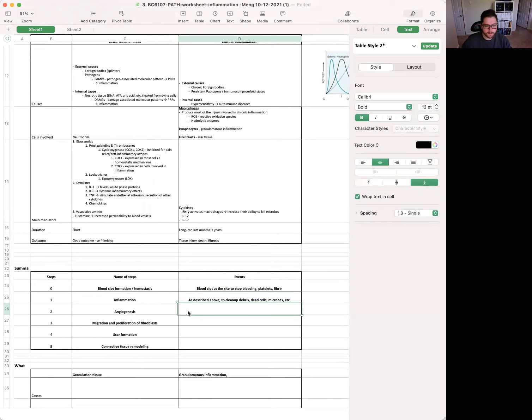Now, angiogenesis is the formation of new blood vessels. And this is going to be done through different growth factors like EGF, endothelial growth factor. And we're forming just new microvasculature to the area to bring in whatever we need to help with the wound healing process.